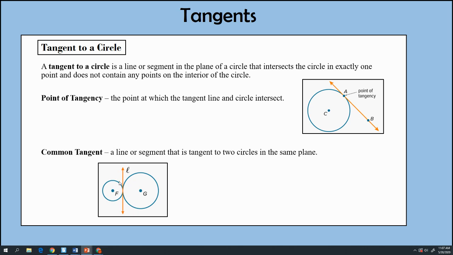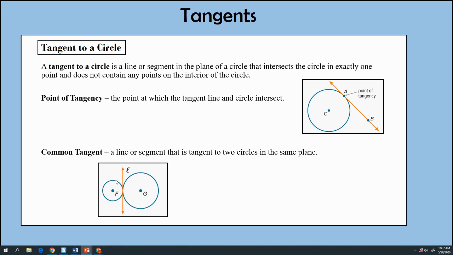this set of circles, circle F and circle G. Now, the unique part of this one is it appears that the two circles have a single point in common. So they're really, really close to each other and just touch at one point. Okay. This line L would be considered a common tangent. It is tangent to both circle F and circle G at the same time. Okay. That's what we mean with a common tangent.